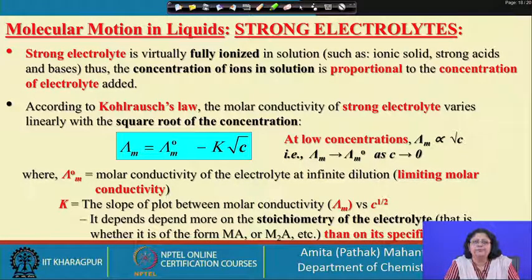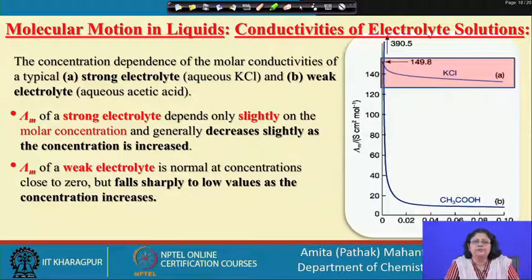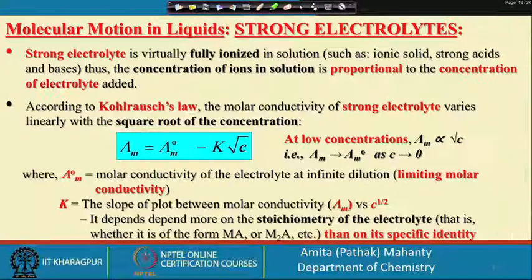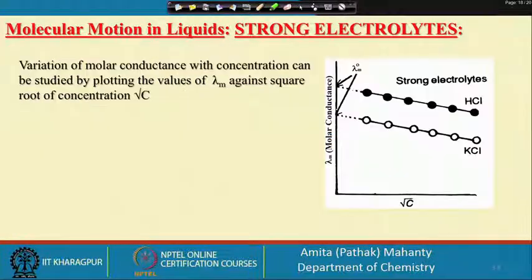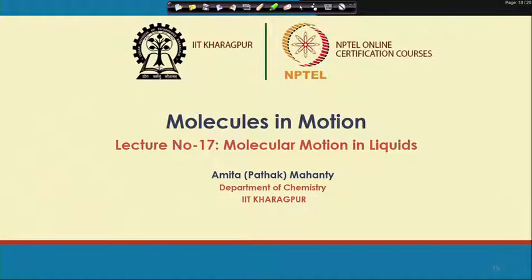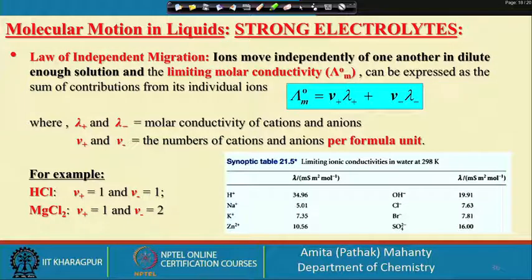We could not complete this, so we are going to do that right now. What we did in the last class was only talk about Kohlrausch law. What we are going to deal with today is another term, also given by Kohlrausch law. This is known as the law of independent migration of ions.